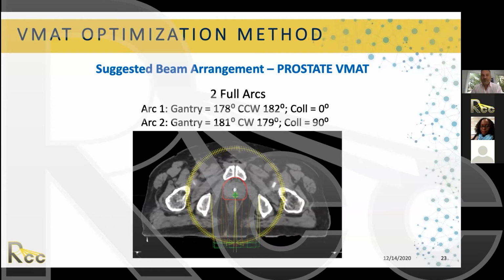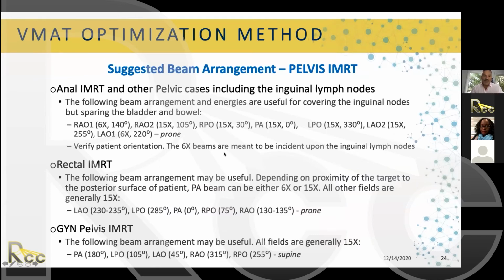For pelvis cases, I don't want to go into details, but you can read it afterwards. Depending on what you're treating, if it's an anal tumor or a rectal case, or a GYN pelvis IMRT, we have different beam arrangements because we position the patient differently. Sometimes the patients are supine, but for rectal cases, most of the time the patients are in a prone position. And again, you will be using fields equally distributed around the patient, more or less.